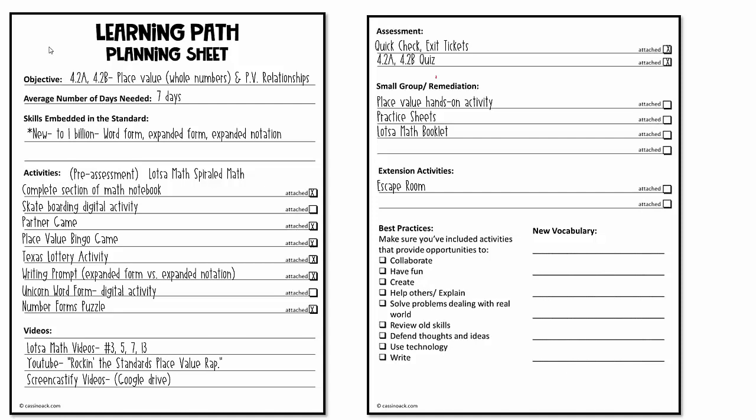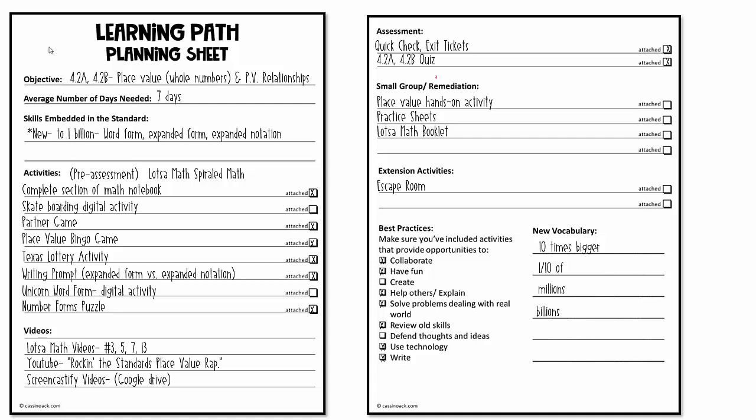So now I'm going to look at my activities and just make sure that they align with some of the best practices. So I know that with the digital activities, they're going to be collaborating. The partner games are fun. They're going to be explaining while they write the writing prompt. During the Texas Lottery activity, they'll be dealing with real world situations. I used lots of spiraled math for the review of old skills. They'll be using technology and they'll also be writing. So I just want to make sure that most of those boxes are checked for every single stop on your learning path.